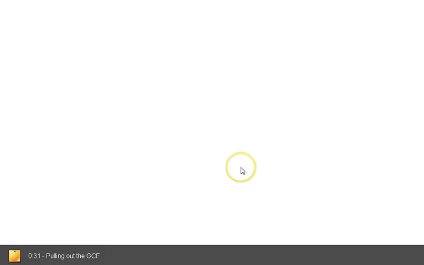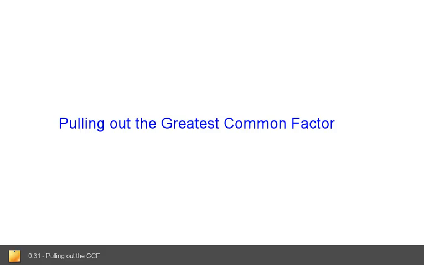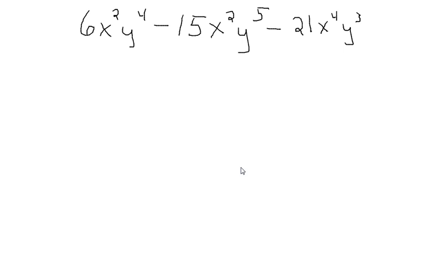So let's start with pulling out the greatest common factor, because that's always the first thing you should look for when you are told to factor a polynomial. Okay, when I look at this polynomial, the first thing I want to do is look at the coefficients 6, 15, and 21. And I ask myself, is there a number that will go into all three of those? And if so, what's the largest number that will go into all three of those? The answer to that for this particular problem is the number 3. So you write down a 3.